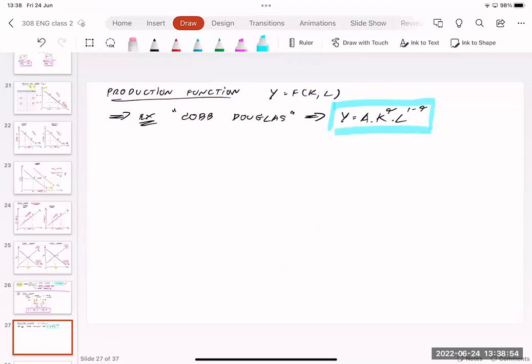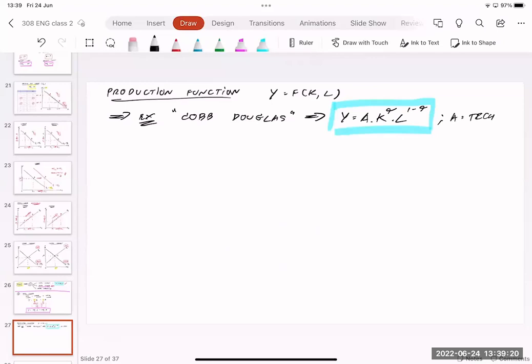Cobb-Douglas is the name of a mathematician. You're going to learn more detail when you take the class of mathematical economics, math econ. So this equation, Y equals A multiplied by K to the power of alpha multiplied by L to the power of 1 minus alpha, you see that A, K, and L are multiplied to each other. Let me give you more detail. A actually represents the technology.